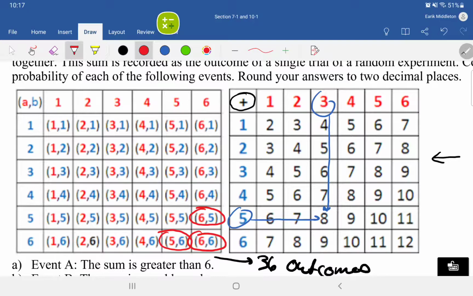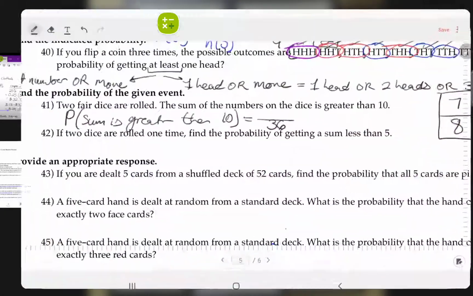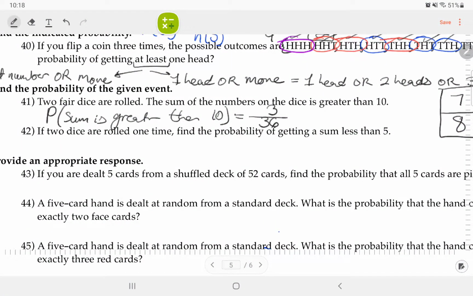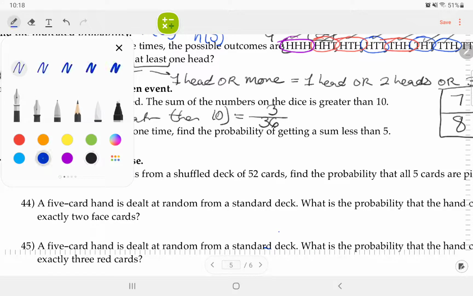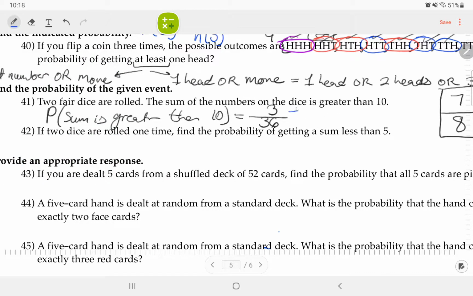If we use the second table, the sum of 11 and the sum of 12, both of those sums are greater than 10. Therefore, what's the probability of having a sum greater than 10? That is 3 options out of 36 possible options. And then we can reduce that fraction by dividing the numerator and denominator by 3. That's going to equal 1 over 12.